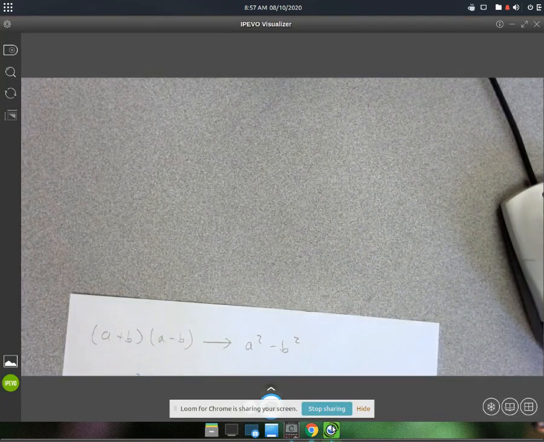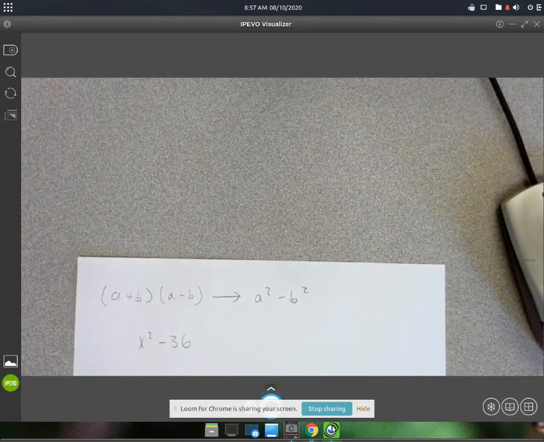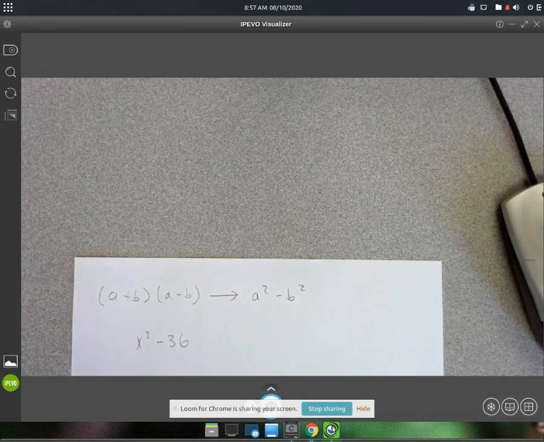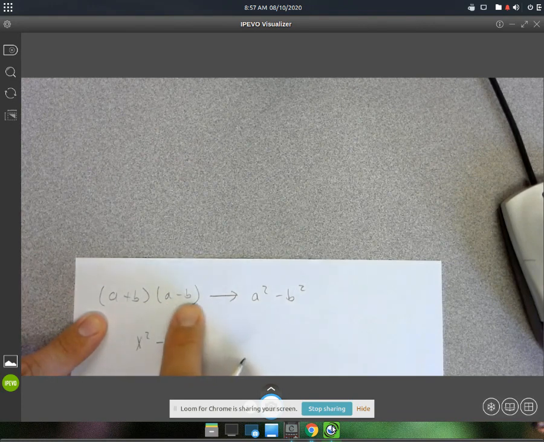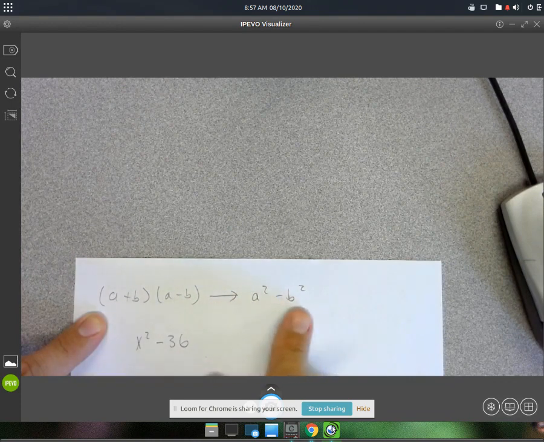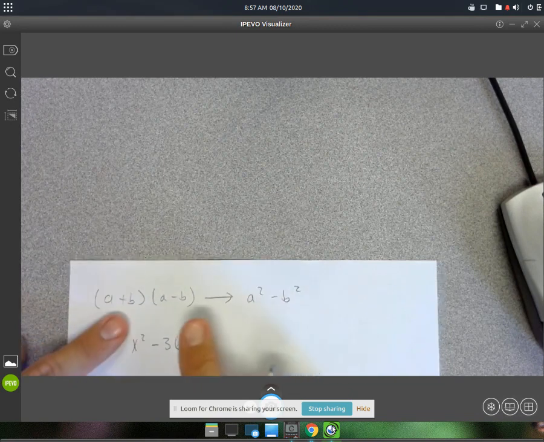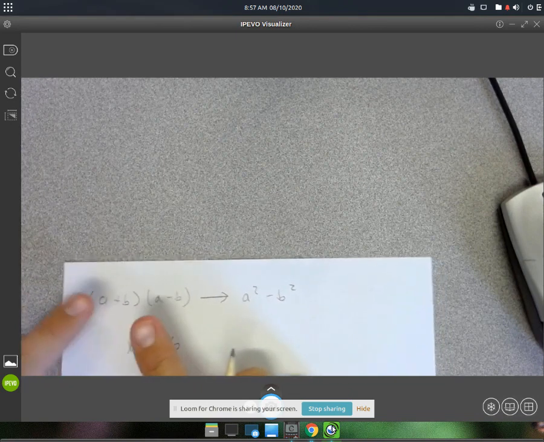Alright, so here's a factoring technique called the difference of squares, the difference of two perfect squares. It comes from this little formula right here. If you have some number plus b times that same thing, but where one's plus and one's minus, it will always multiply out like this. It'll be the first number times itself minus the second number times itself. B times B, A times A.